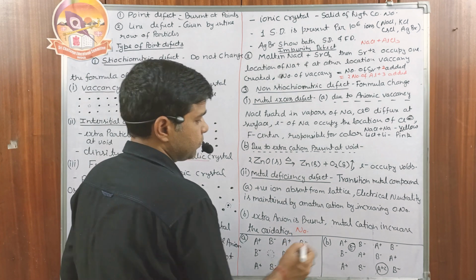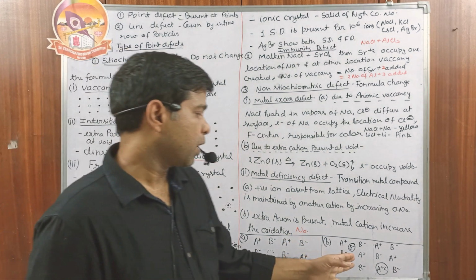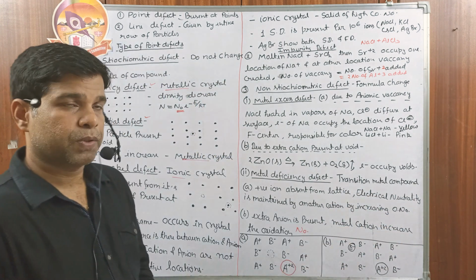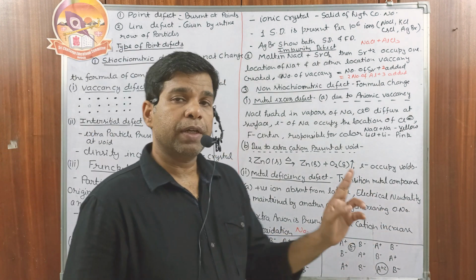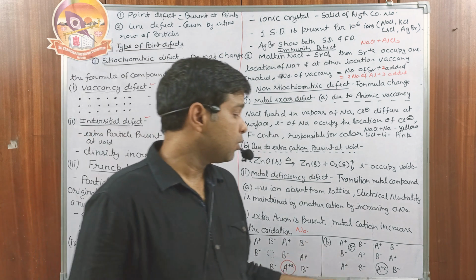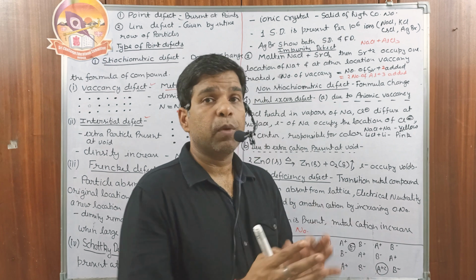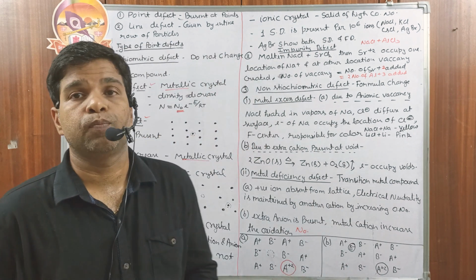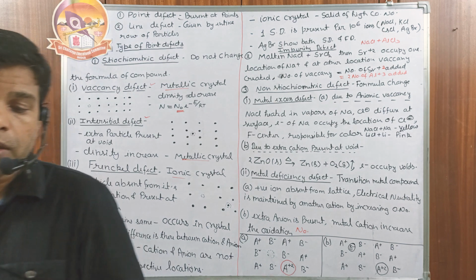This is very rare. Suppose this time one extra B- is present. Due to the one extra B negative, we have one extra negative charge. To maintain the electrical neutrality, what do we do? One A positive will lose an electron. Okay, this is all about the defects.